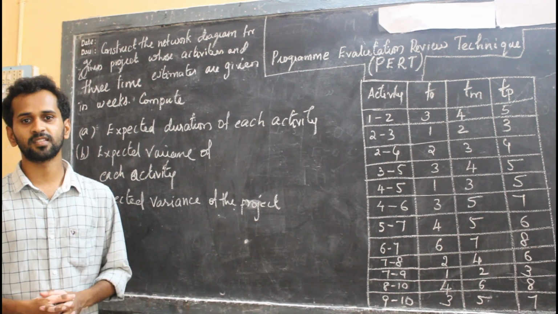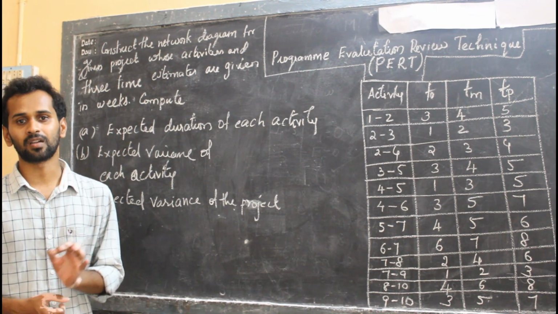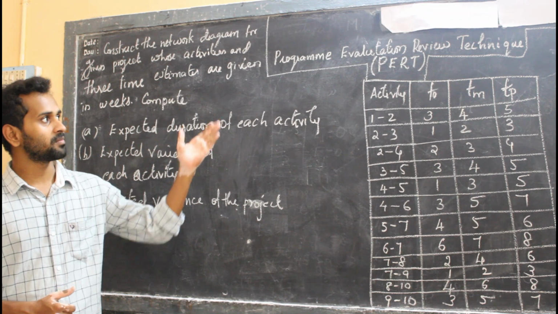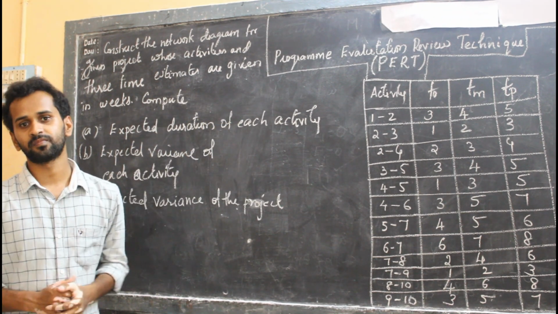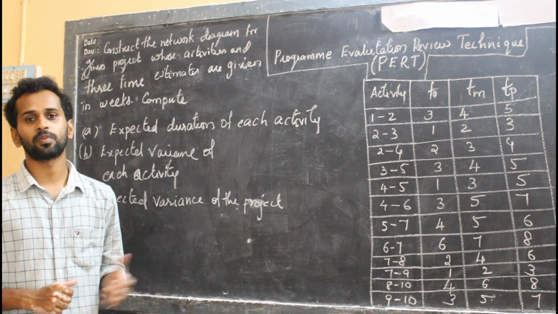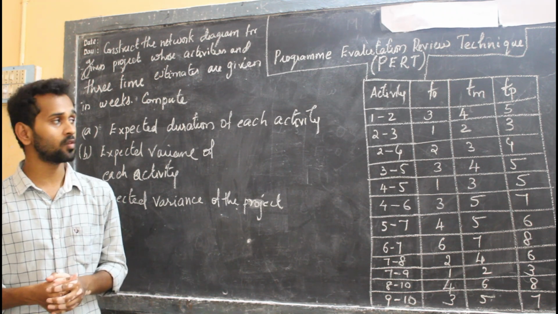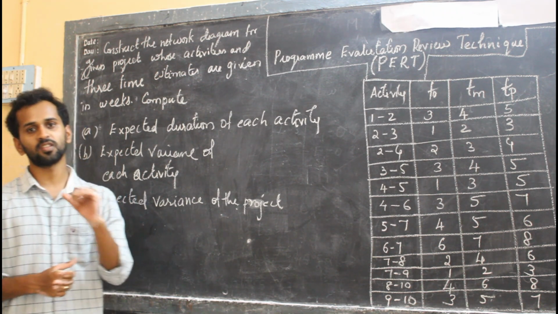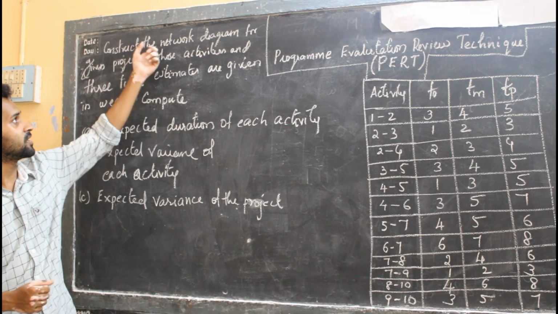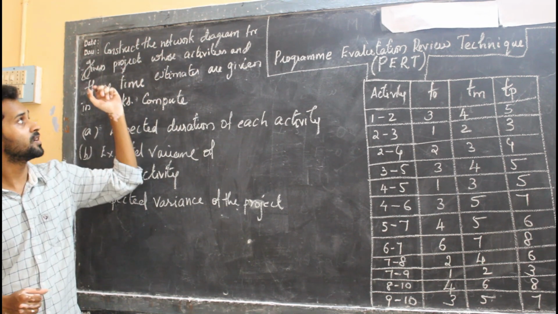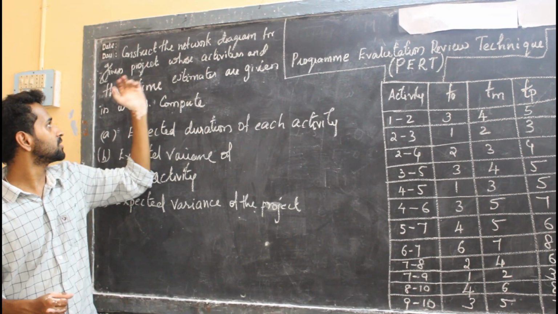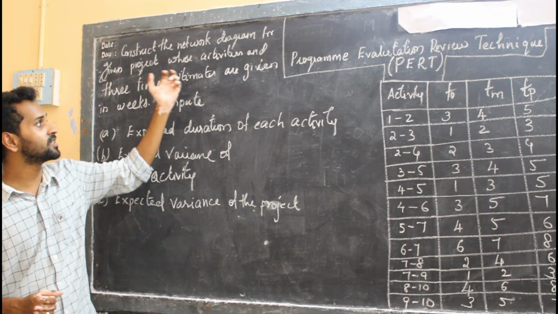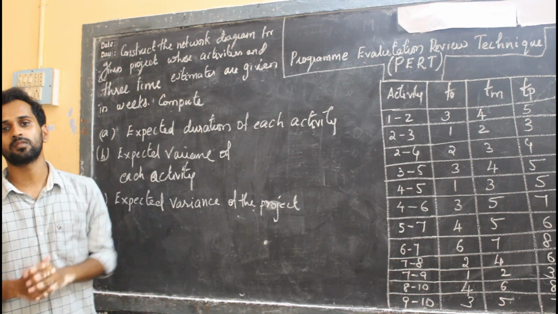We will be discussing the problems on the PERT method, that is Program Evaluation Review Technique method. This is the second type of problems we are seeing in network analysis. Here the question is: construct the network diagram for the project whose activities and 3 time estimates are given below.